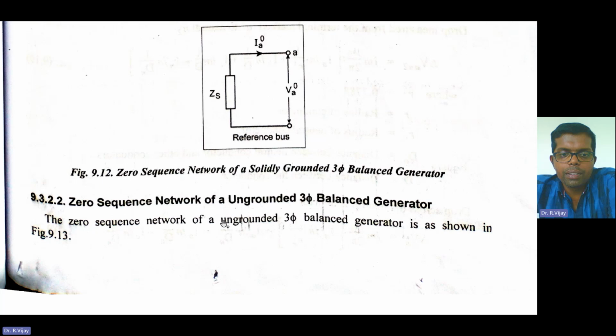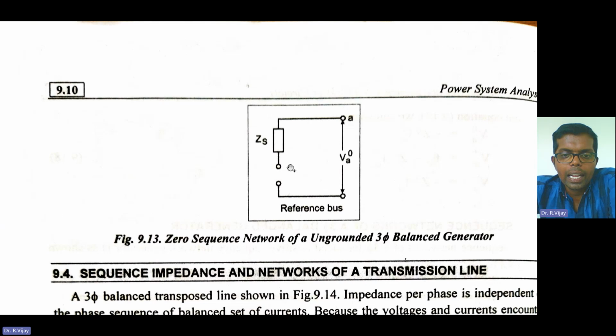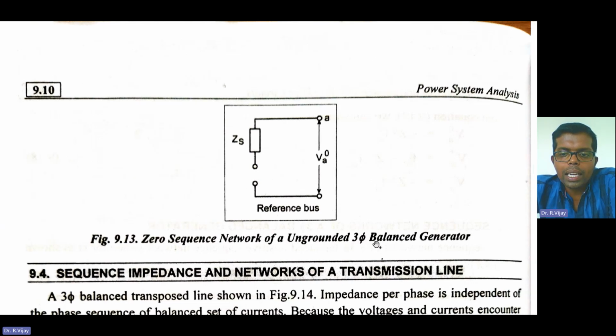Next, the zero sequence network of an ungrounded three-phase balanced generator. If it is ungrounded, because it is not connected to the reference bus, here it is open. This is the series impedance ZS. The sequence impedance is ZS and the voltage is VA naught. So this also you need to remember.